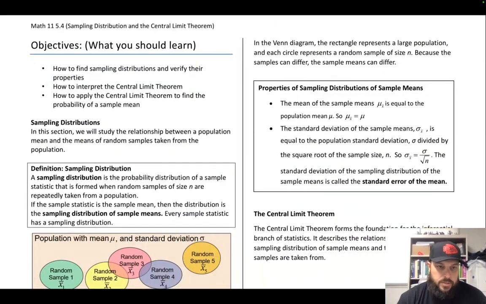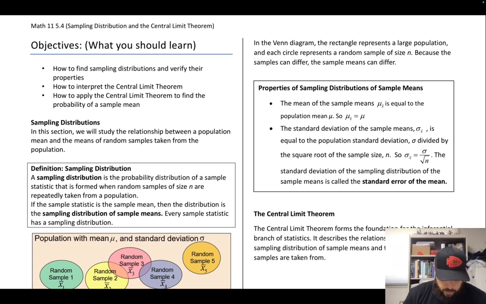And so we're going to look at finding sampling distributions, verifying their properties, how to interpret the central limit theorem, and how to apply it to find the probability of a sample mean. So slightly different than what we've been doing in the past.